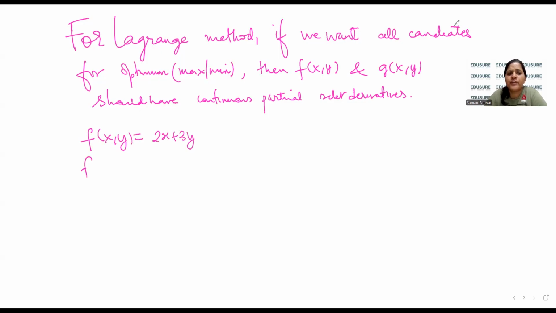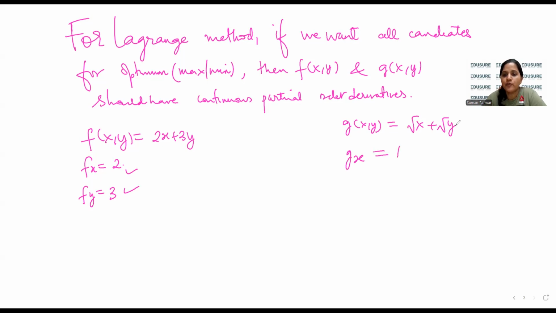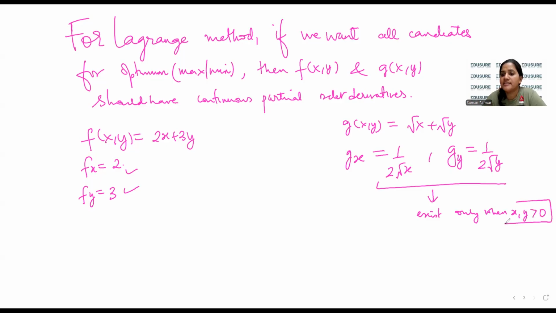Now, in this case, f of x, y was 2x plus 3y. So fx equals 2 and fy equals 3, they are constants. So they are continuous and they are differentiable also. But if you look at g(x,y), which was root x plus root y, you notice that the partial derivative of g with respect to x was 1 upon 2 root x, and the partial derivative of g with respect to y was 1 upon 2 root y. Now, these exist only when x, y are greater than 0.